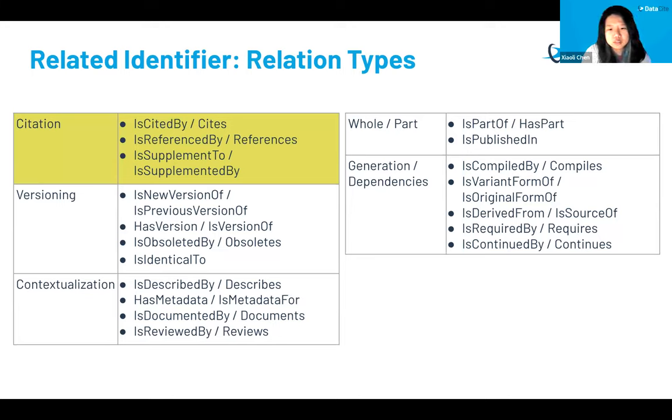And the generation/dependencies category catches relationships such as software and code, where you use the "is compiled by" or "compiles" relation type, and raw and processed data, where you can use "is source of" or "is derived from" relation type, and experimental protocol type relations, like "is required by", as well as between, like in the software context, as Kelly mentioned before.